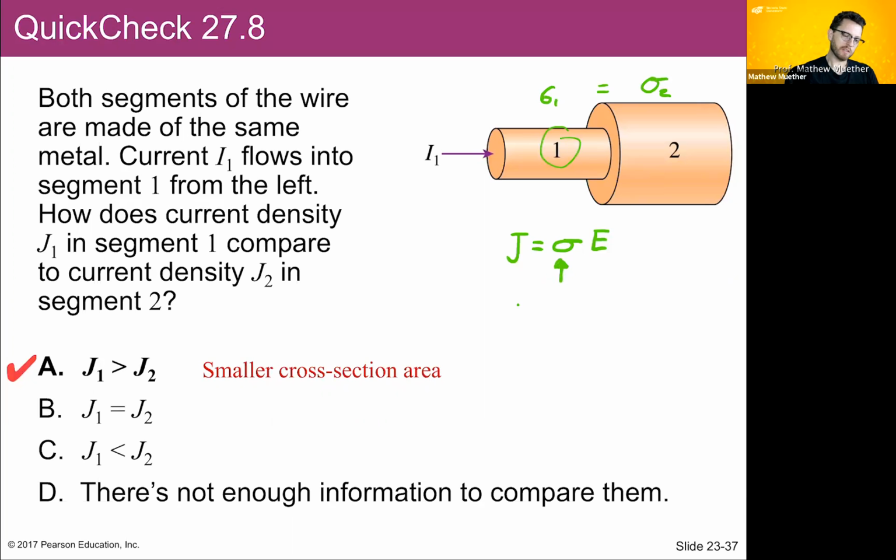So if J1 is larger than J2 and conductivity 1 is equal to conductivity 2, that relationship there says that we can infer that the electric field in segment 1 is greater than the electric field in segment 2. It's going to have more current density. It's going to have a stronger electric field, but the total current is going to be the same.